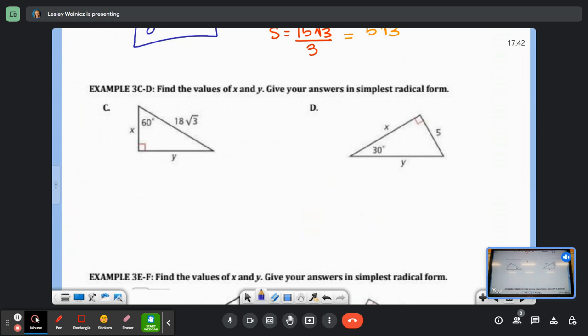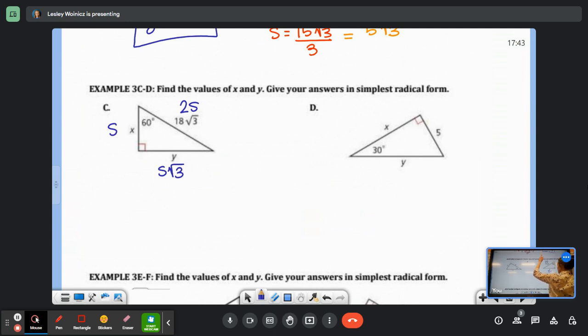All right, they're trying to trick you into saying that x is 18 because there's a root 3 here. Unfortunately, that is not the case. So the short side is the s. The hypotenuse is always double the short side, so this is 2s. And then my middle side, my long leg, is s times the square root of 3.